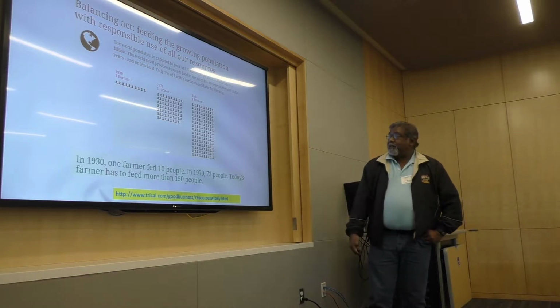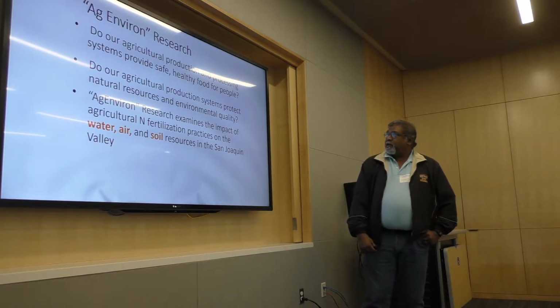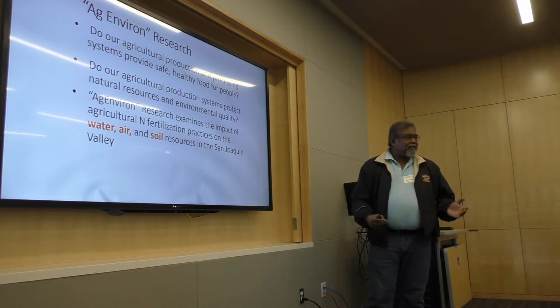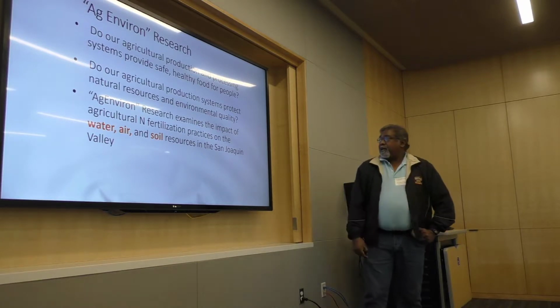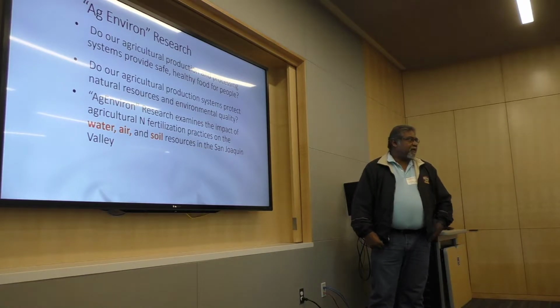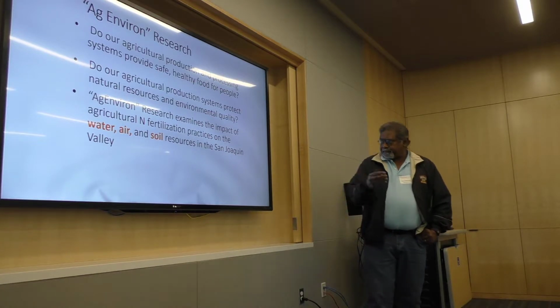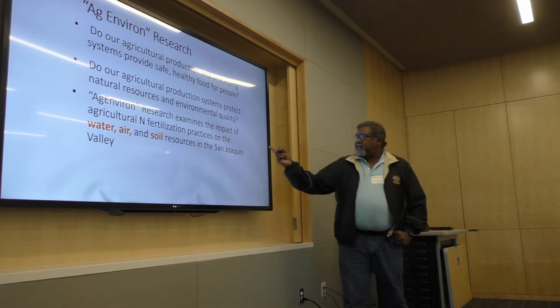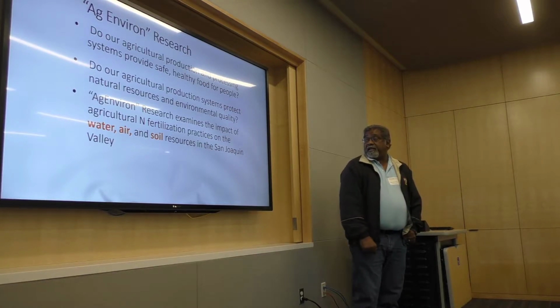So yes, we're trying to optimize our overall productivity, but when it comes to the environmental aspect, do our agricultural practices and processes provide safe, healthy food, which a lot of people are starting to address? Secondly, what about the impact of our agricultural production systems on our natural resources and overall environmental quality? So our ag-environment research component, which we've termed broadly, involves a number of people you'll see talking with both the plant science department and others we've interacted with. It asks how these agricultural practices influence our water, air, and soil resources.